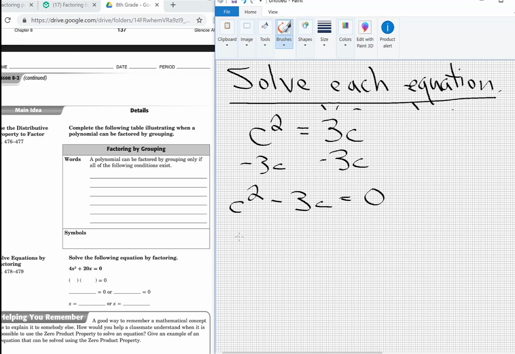And then we set each of those equal to 0, so c equals 0, and then c minus 3 equals 0. Add 3, c equals 3. So those are the roots of my equation.